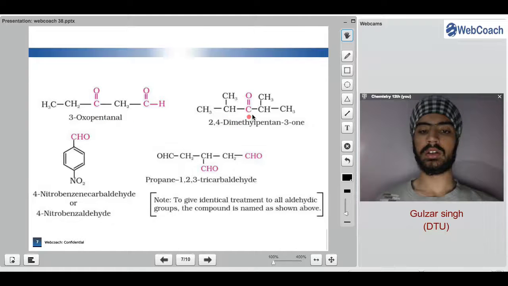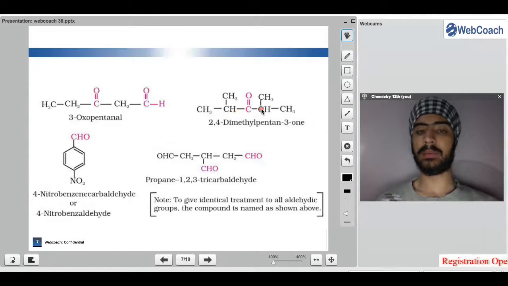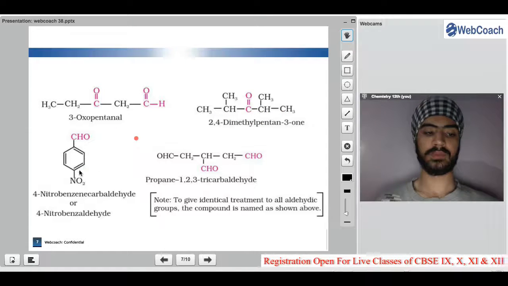So 3-oxopentanal. Now this one, we have the same groups. So we'll count 1, 2, 3, 4, 5. We get the third number on the ketonic group. So it is written as 2,4-dimethylpentan-3-one.